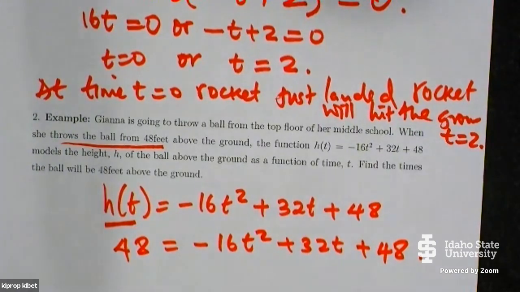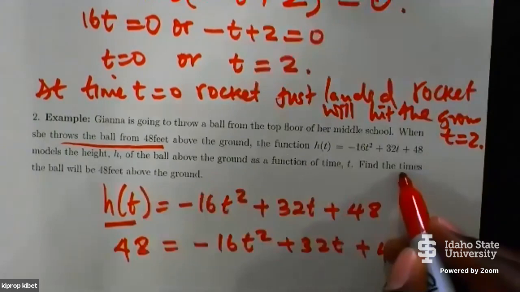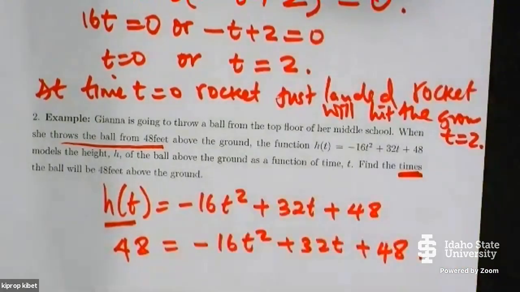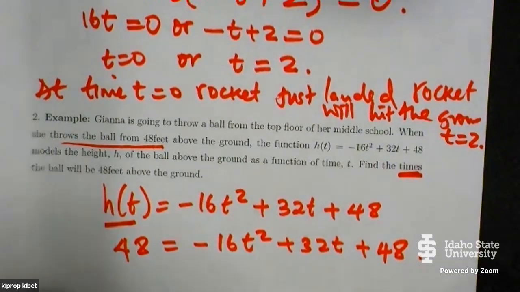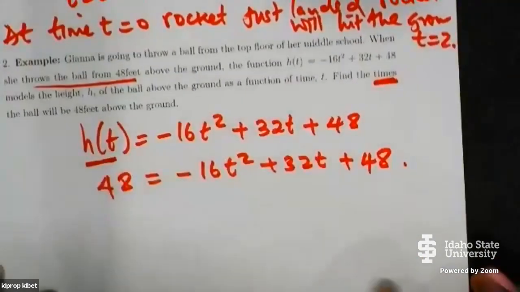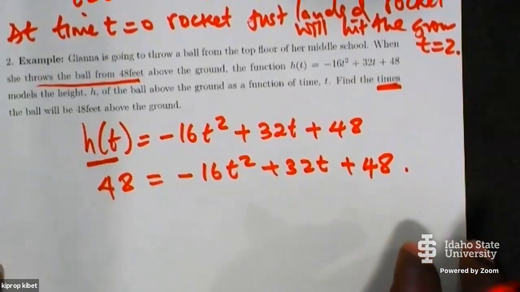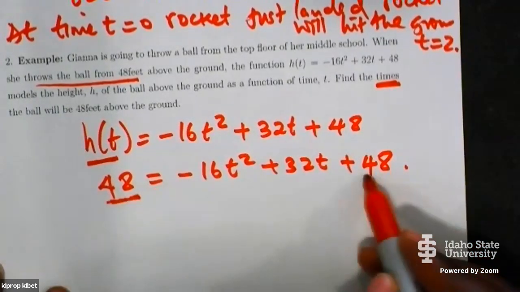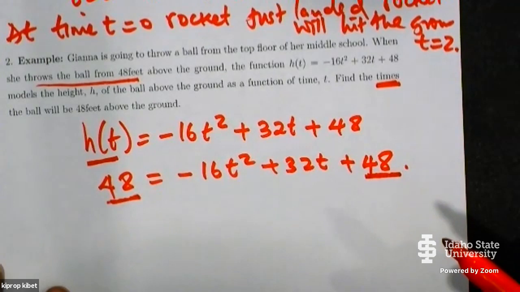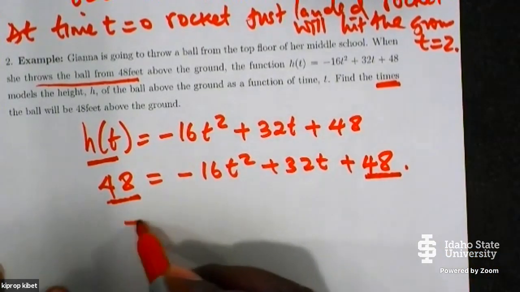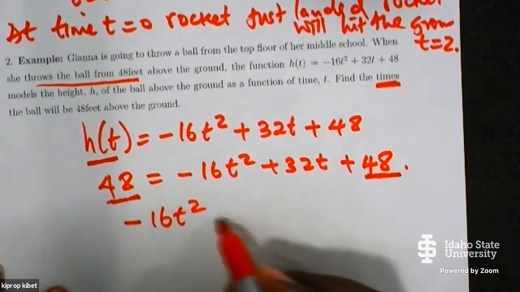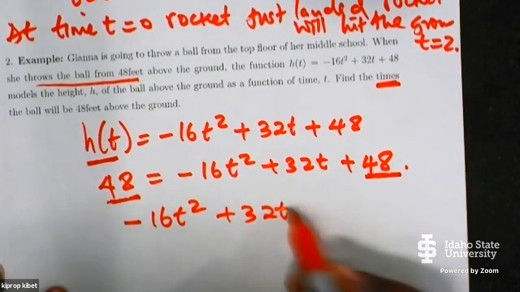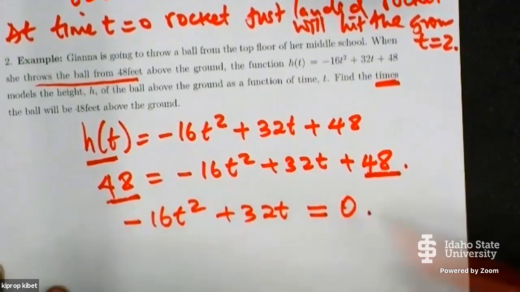Then now we are looking for the times. So what is t? From there, then you solve. So we have 48 here, and then we have 48 there. So that would be what? 0. So what remains is -16t² + 32t equals to what?